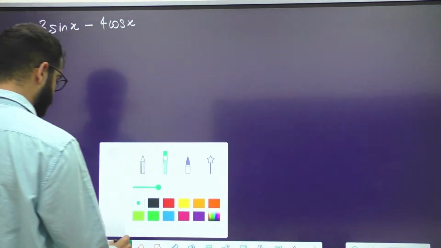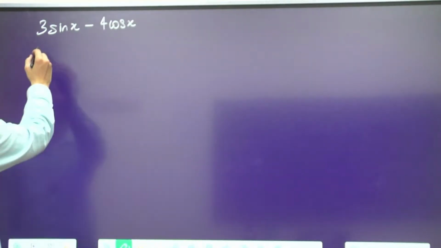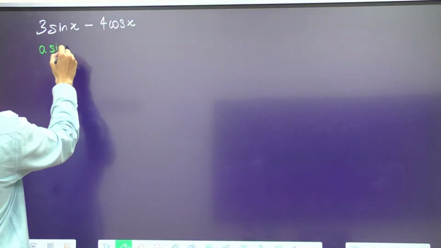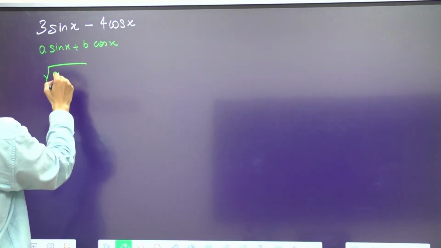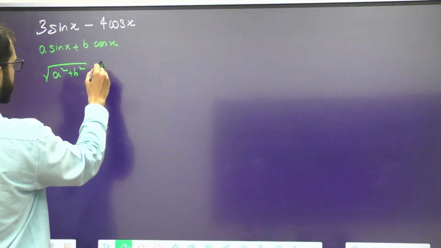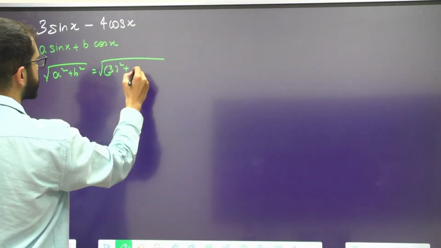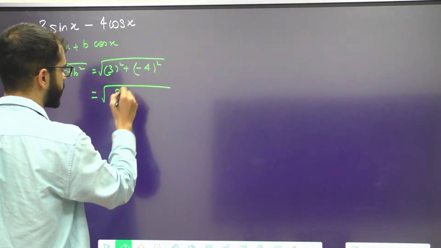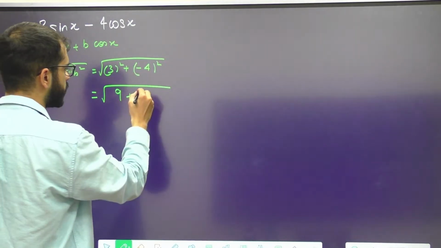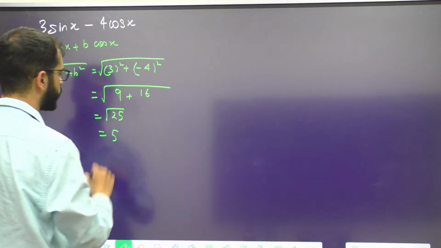If I have this expression 3 sin x minus 4 cos x, let's substitute it. This is a sin x plus b cos x. What will be the value of under root of a square plus b square? It will be under root of 3 square plus minus 4 ka whole square. So it can be written as 3 squared, that is 9, minus 4 ka square is going to be 16. So this will be under root 25. I'm going to substitute it with 5.